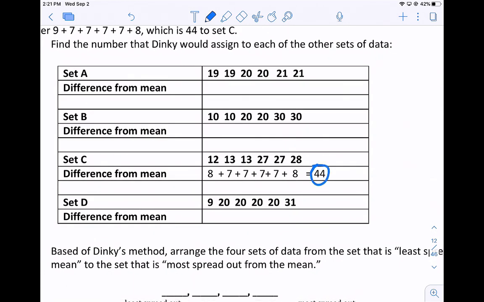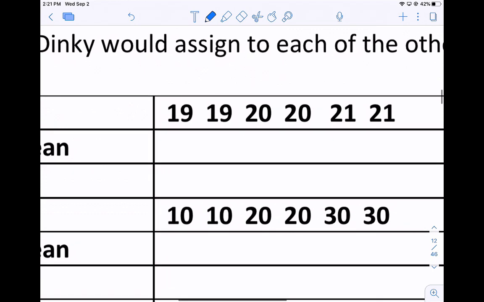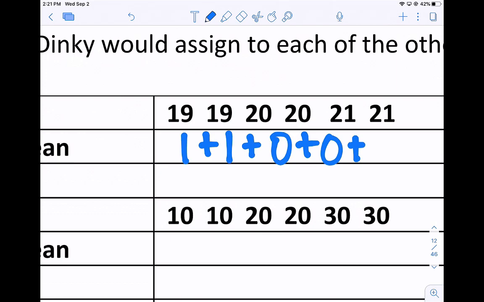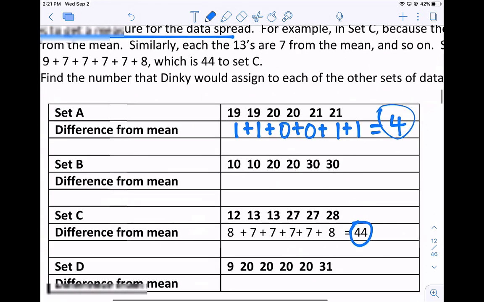Then in class I would have you do the same thing. What is the distance from the mean for each of these data points, and then add them together. If we're looking at set A, how far is 19 away from 20? It's 1. How far is 20 away from 20? It's 0. How far is 21 away from 20? It's 1. Then we add those numbers together, and set A has this number, according to Dinky's method, of 4. Then we would take a look at set B.